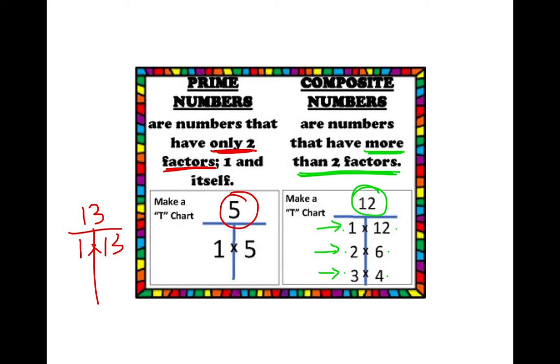Let's look at another example. If we take the number 4, what factors can I multiply to make the number 4? 1 times 4, 2 times 2. So then what are the factors of 4? 1, 2, and 4. Since there are more than just two factors, 4 is a composite number. There's more than just one way to get that product.